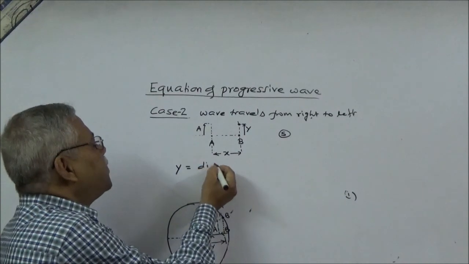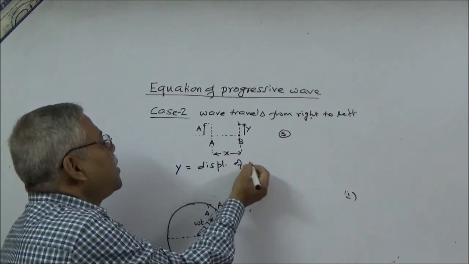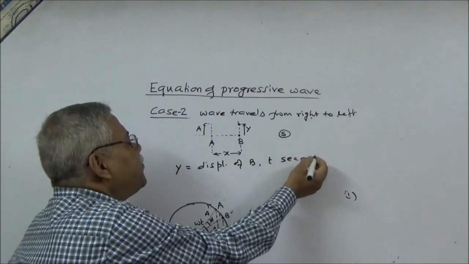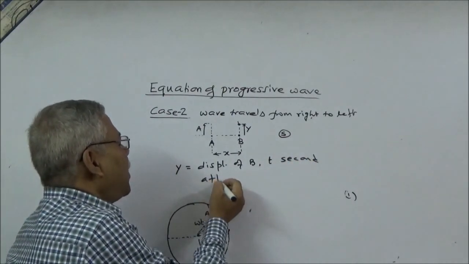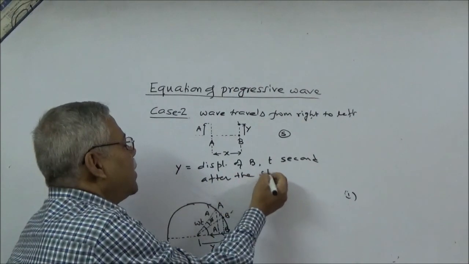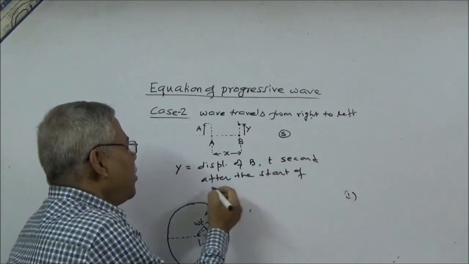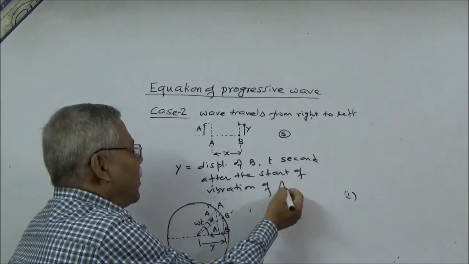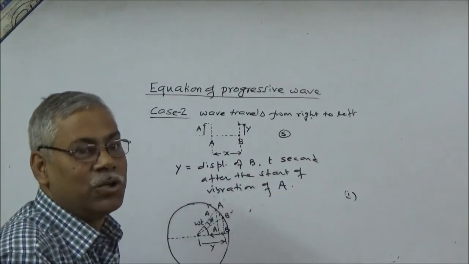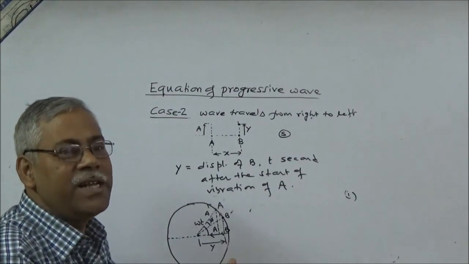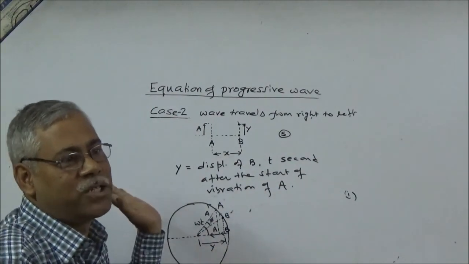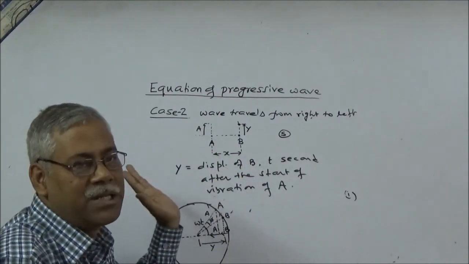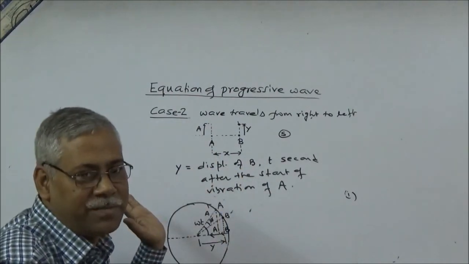Y equal to displacement of B, t seconds after the start of vibration of it. No change. The only change is the source has gone to the other side. There is absolutely no change. A and B remain unchanged. The statement also is unchanged.